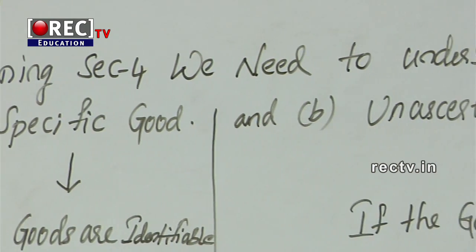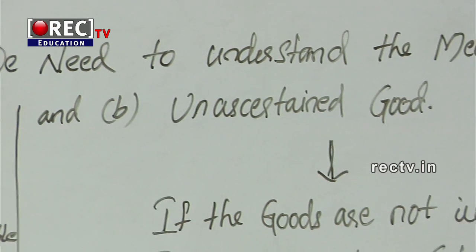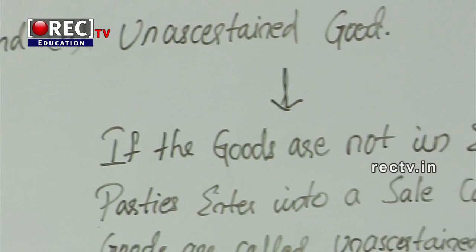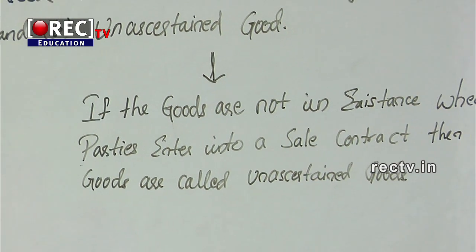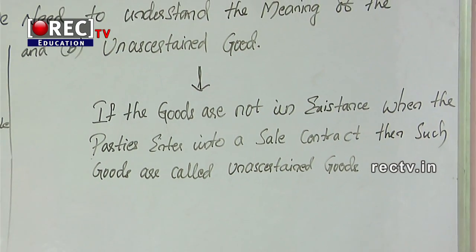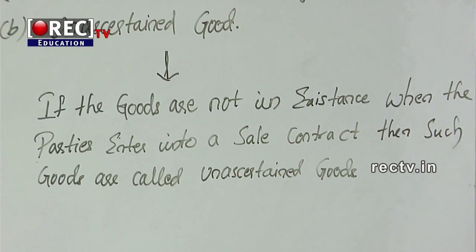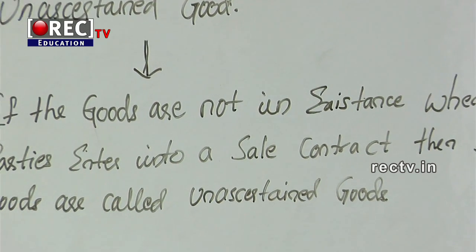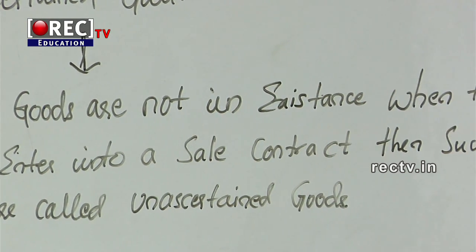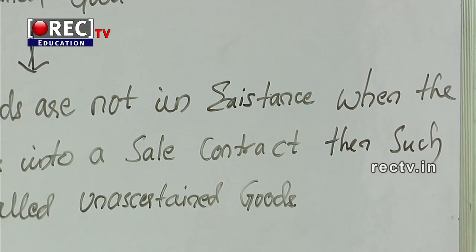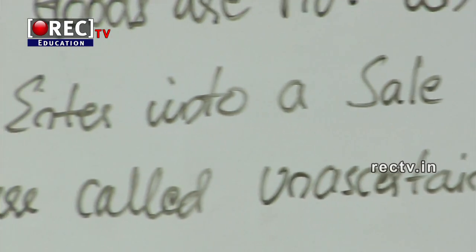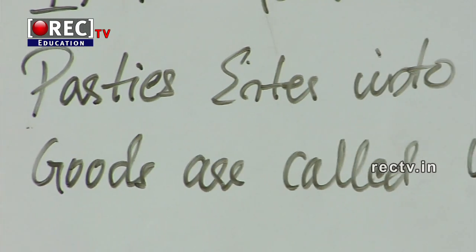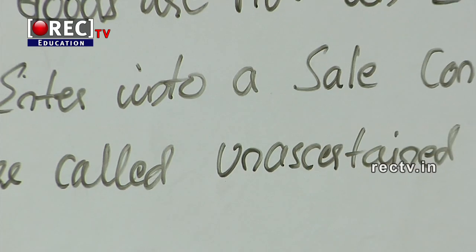Now, what is unascertained goods? Unascertained goods, there is an arrow mark. What is the meaning of unascertained goods? If the goods are not in existence when the parties enter into a sale contract, then such goods are called unascertained goods.